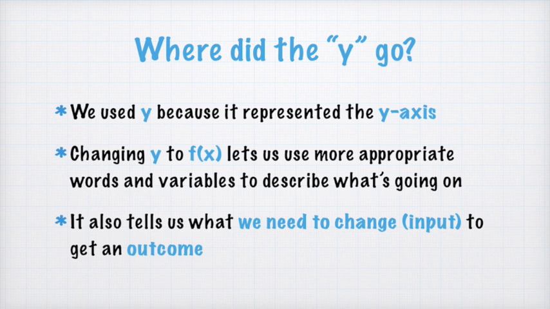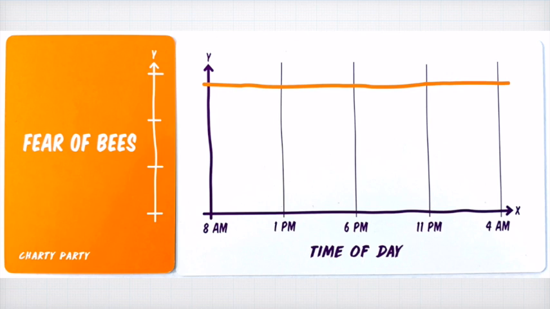It also tells us that we need to change the input to get an outcome. So when we have y is equal to something, generally we think of it as a fixed thing, or we have that tendency to think of it that way. When we have it as a function, it lets us know that in order to change the output, we have to change our input. We're going to go over some things.